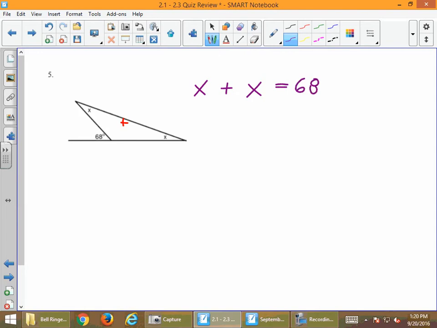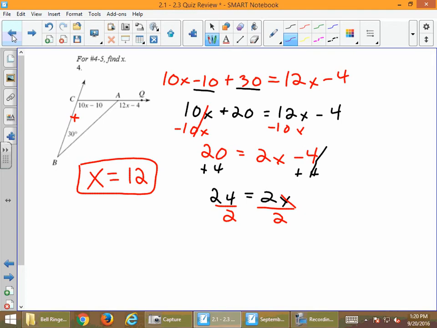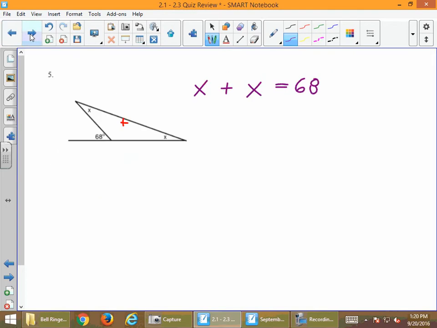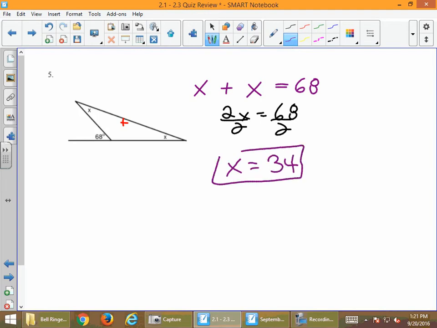Some of you could recognize this right off the bat and solve it without really doing any work. But still, if you don't know, set it up just like the one you did before. These two angles together equal the outside angle. Well, let's do a quick solve. X plus x gives me 2x, which is equal to 68. Last step, divide by 2. X equals 34. Real quick, easy stuff.